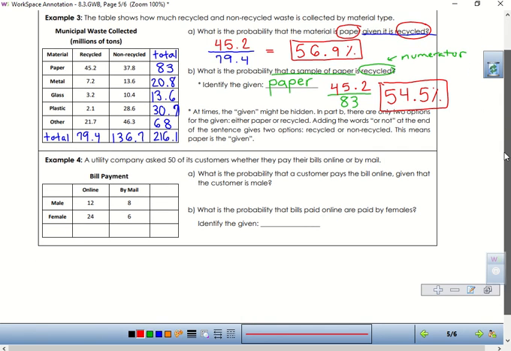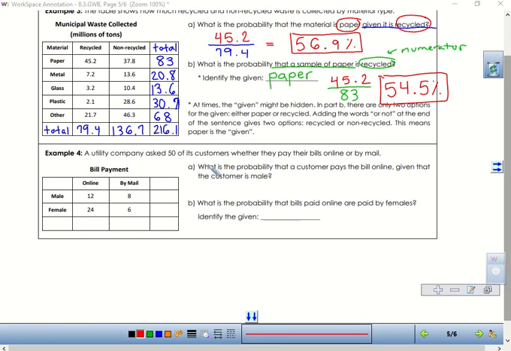So the next one we're going to be looking at is a utility company asks 50 students, what am I doing today? Customers whether they pay their bills online or by mail. So we're going to find the totals.